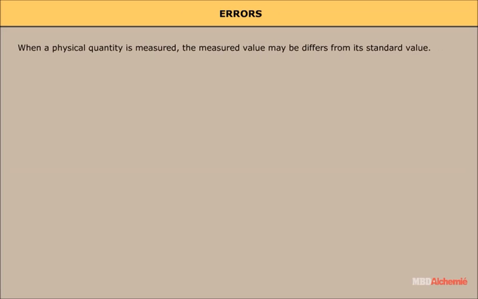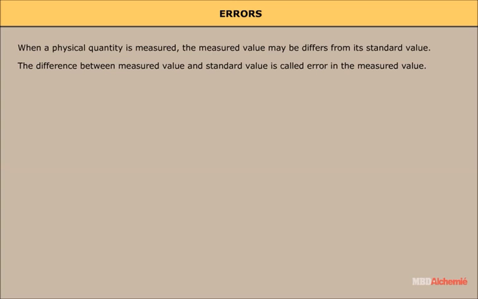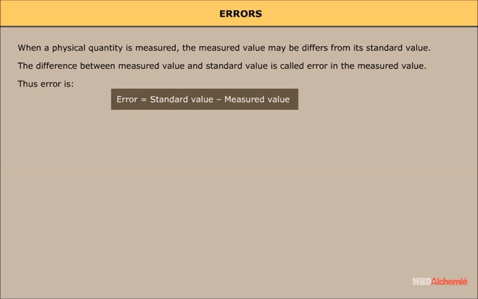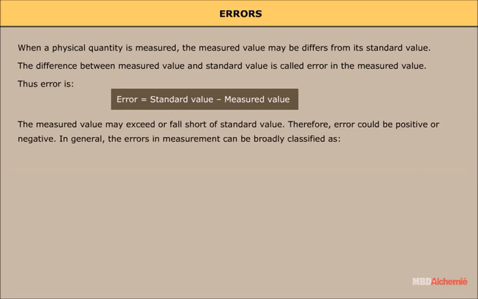Errors. When a physical quantity is measured, the measured value may differ from its standard value. The difference between measured value and standard value is called error in the measured value. Thus, error is equal to standard value minus measured value. The measured value may exceed or fall short of standard value. Therefore, error could be positive or negative.